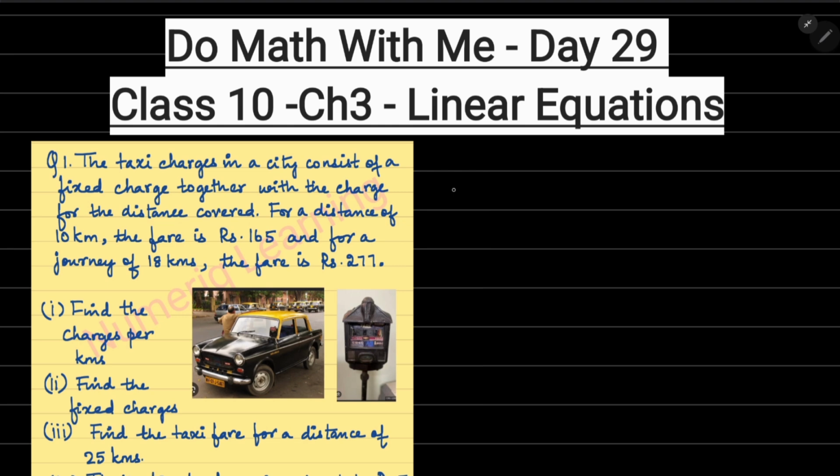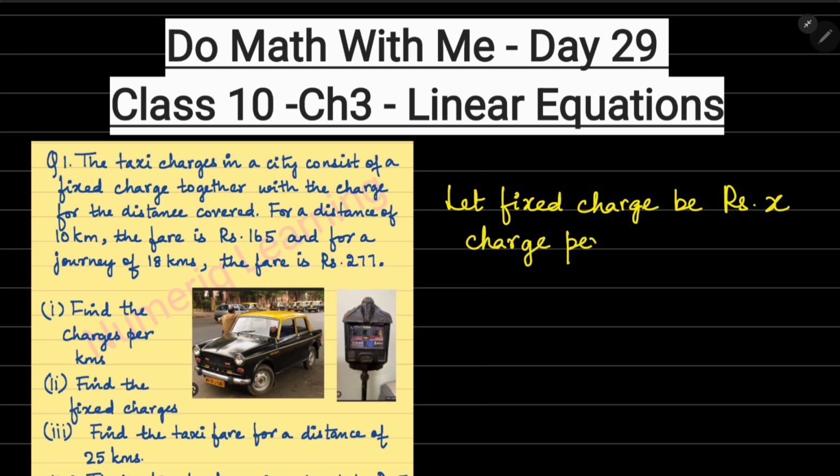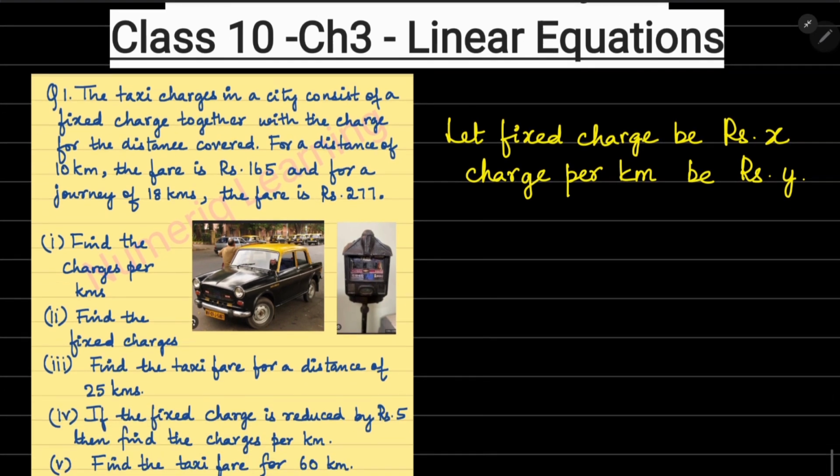So let's write, let the fixed charge be rupees X, and the charge per kilometer, let this be rupees Y. Right? Now, according to the question, we don't know these two components. You have to find out what is the fixed charge and what is the per kilometer charge.